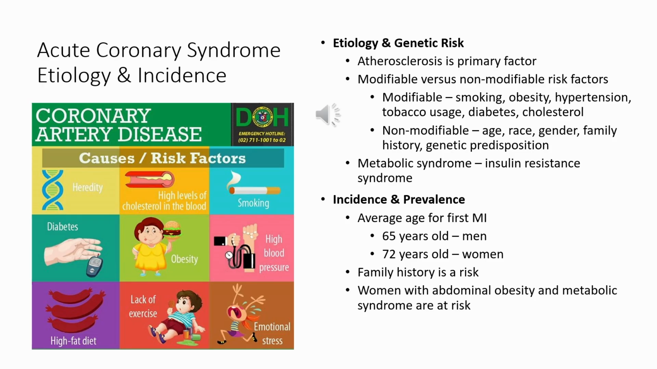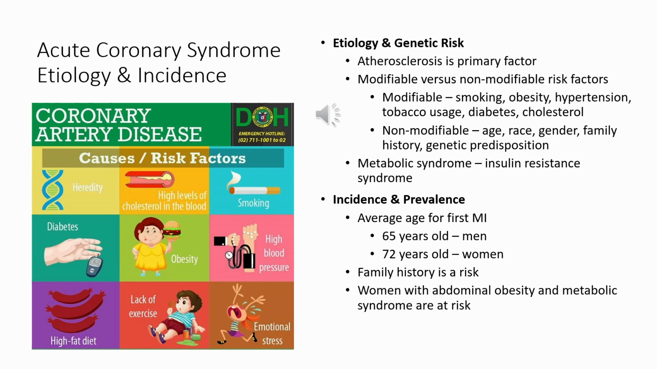They're divided into two main categories. First, we have modifiable risk factors, which are the lifestyle-related risk factors that can be improved with behavior changes. So modifiable risk factors would be things like smoking, obesity, high blood pressure, tobacco use, diabetes, and high cholesterol. Our non-modifiable risk factors, which are factors that can't be changed, include things like age, gender, race, family history, and genetic predisposition.